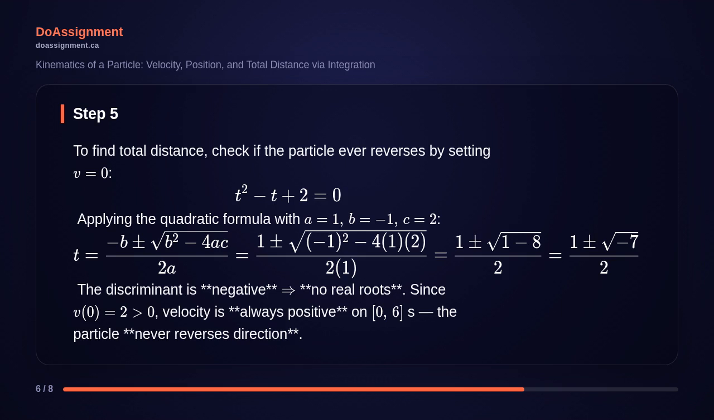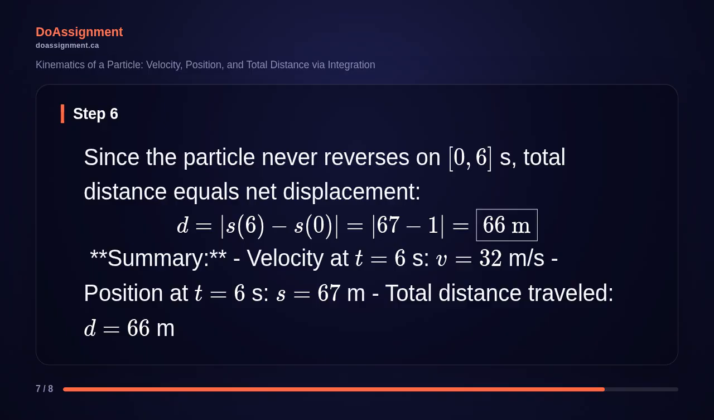Since the velocity at time 0 is positive and the function never crosses 0, the particle always moves in the positive direction throughout the entire interval. Since the particle never reverses, total distance equals the magnitude of the net displacement. The initial position is 1 meter and the final position is 67 meters, giving a total distance of 66 meters.